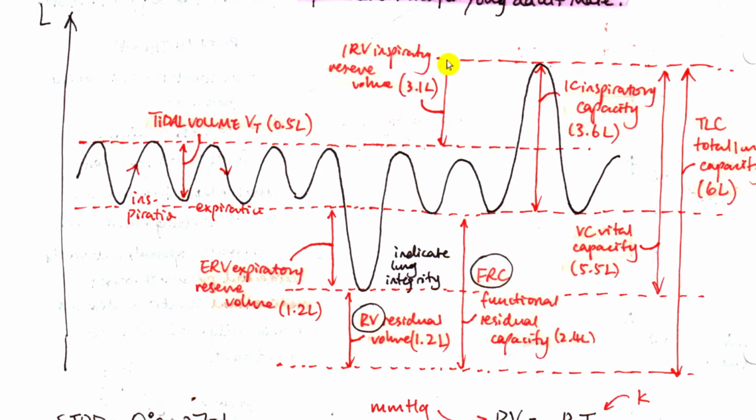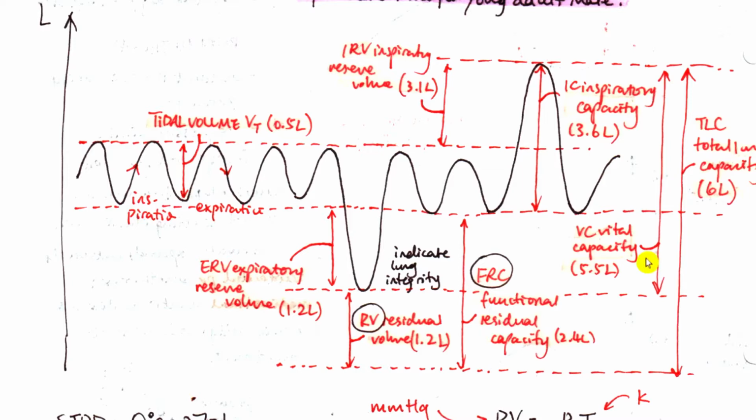Now the inspiratory reserve volume, it's like the expiratory but the other way around, so it's about 3.1 litres, and this is how much he can inhale past his tidal volume. So if you take a deep breath and you inhale as much as possible, then you'll reach this peak here. And the inspiratory capacity includes the tidal volume and the inspiratory reserve volume. So it's this plus this, and it's about 3.6 litres.